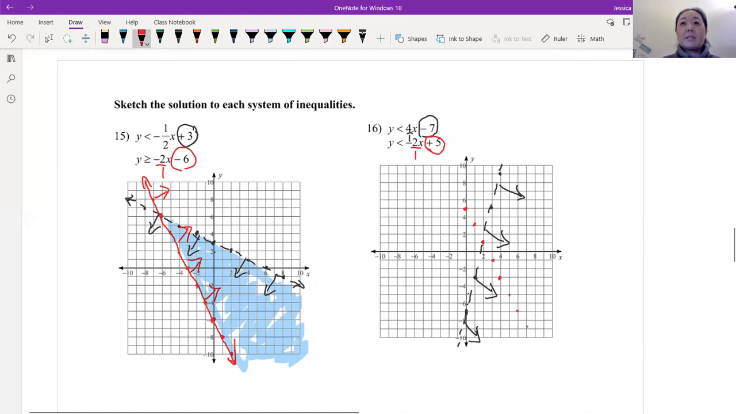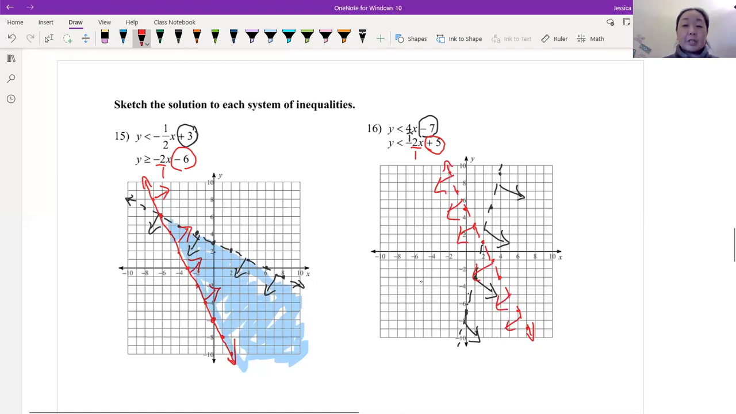And is this going to be solid or dotted? I hope you said dotted, because there's no equal to sign underneath that. It does not include this line right here. It's just a boundary. And it says y is less than, so we're going to go less than. Notice the y's below are getting smaller. So this is less than.